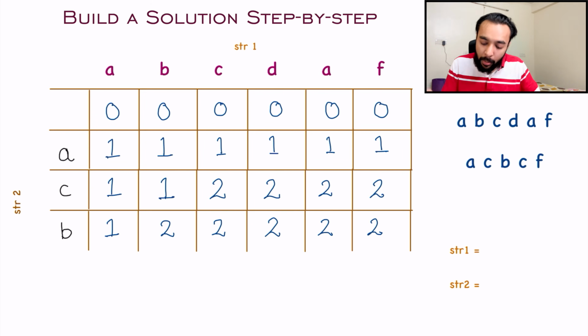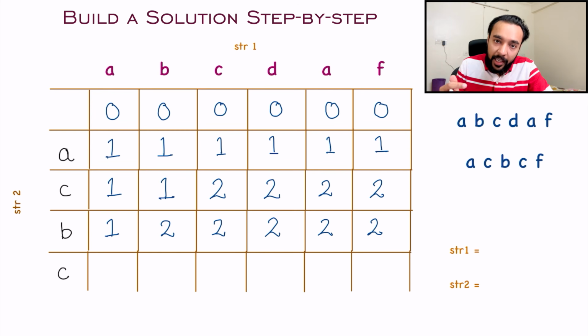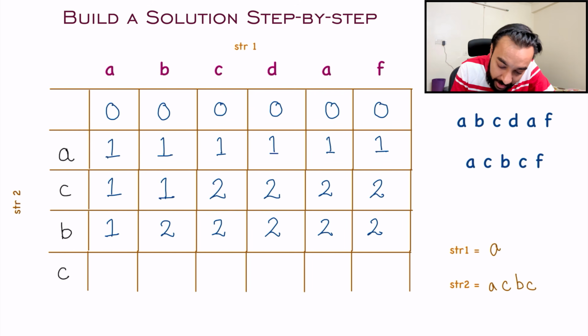Now let us add more characters one by one and try to find the final answer. I now add the next character, and that is C. Start forming your strings again. For my first block, string 1 is just A, and the string 2 is A, C, B, and C, right? The length of the longest common subsequence will be just 1 in this case, correct?